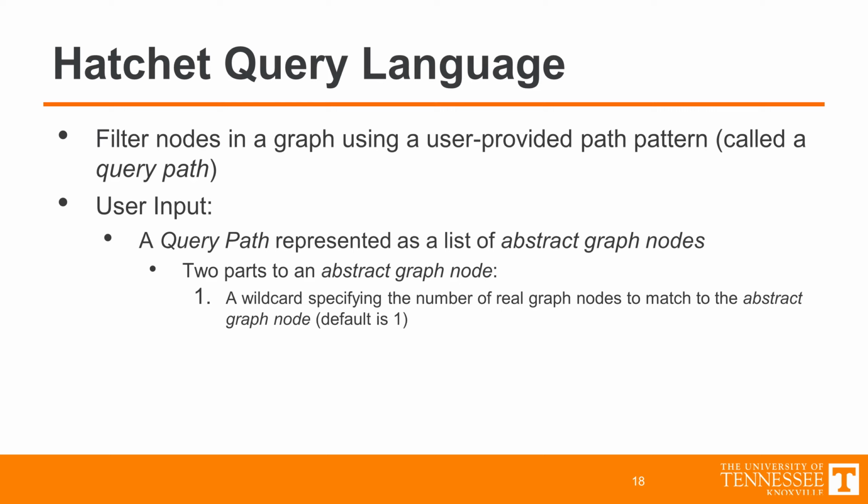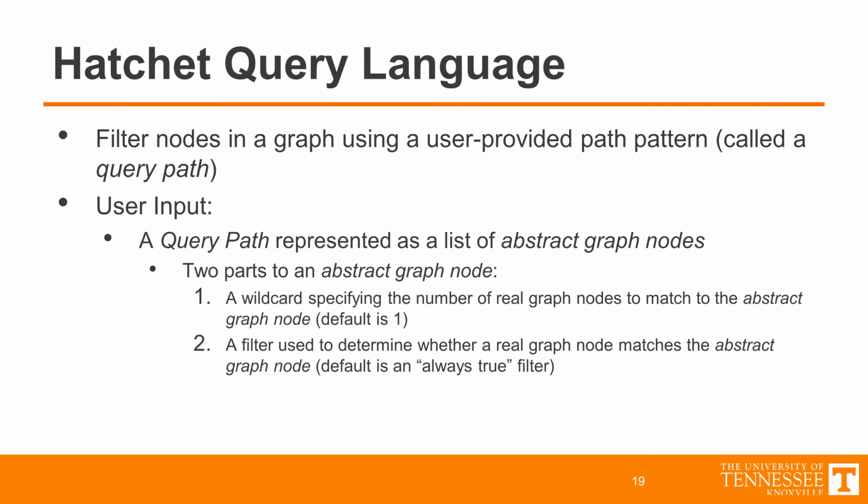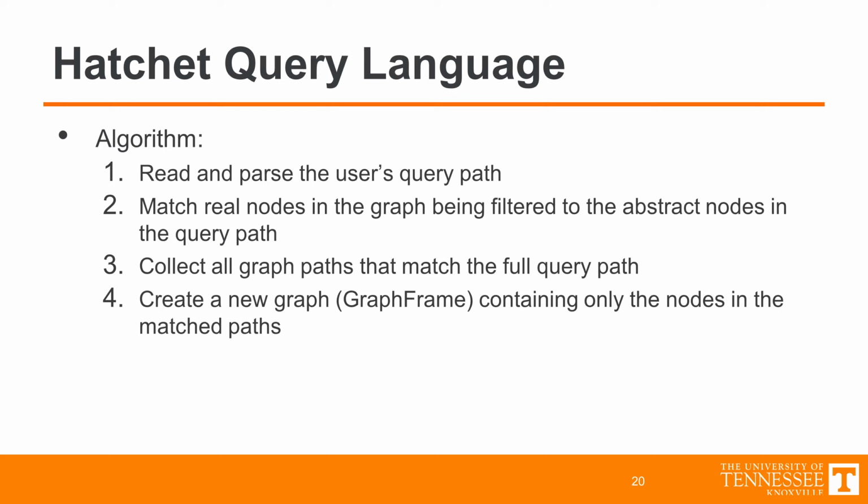By default, the wildcard is 1. Second, there's the filter, which is used to determine if a real node matches the abstract node. By default, the filter is an always true callable. In other words, any real node will match an abstract node with a default filter. After being constructed, the query path is passed into the core algorithm of the query language, which at a high level is actually pretty simple.